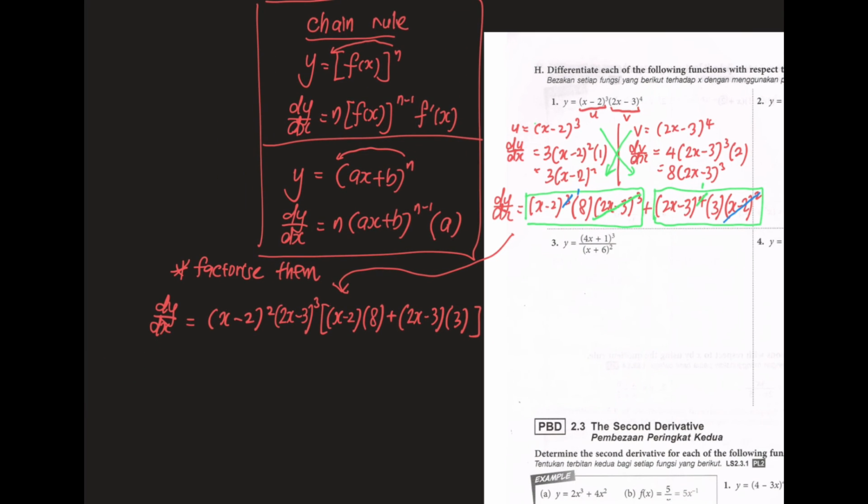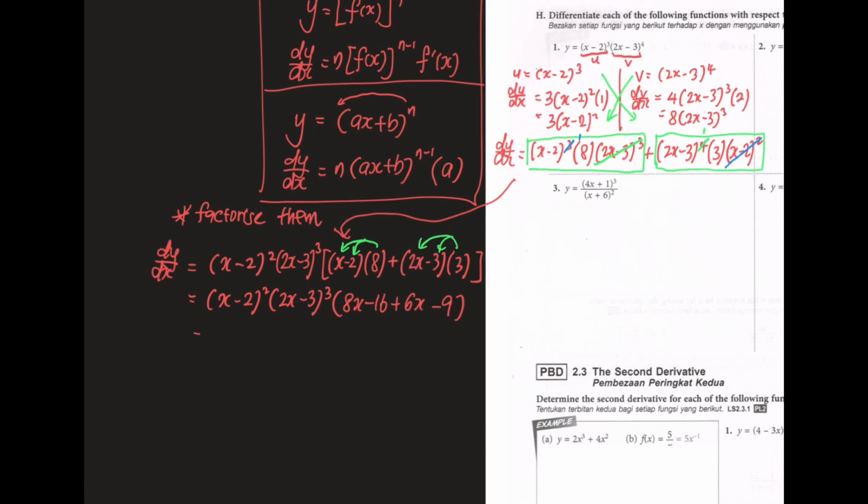Okay, now the front part, I just write back. But for the back one, I expand it. So I expand like 8 times this, 8 times this, 3 times this, and 3 times this. So I expand in that way. So I will get 8x minus 16 plus 6x minus 9. So for the front part, I just remain 8. For the back one, I simplify it. 8x plus 6x, I get 14x. Minus 16 minus 9, I get minus 25. So that is the final answer.